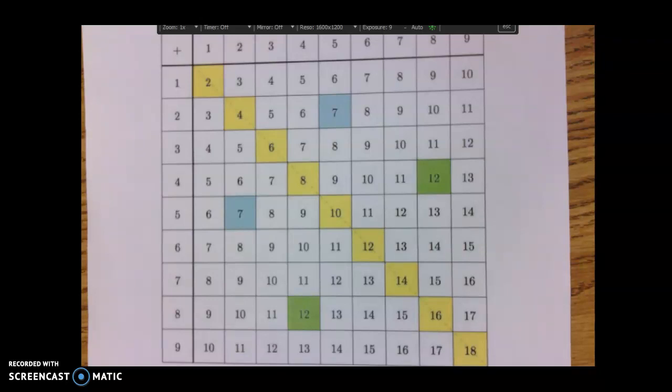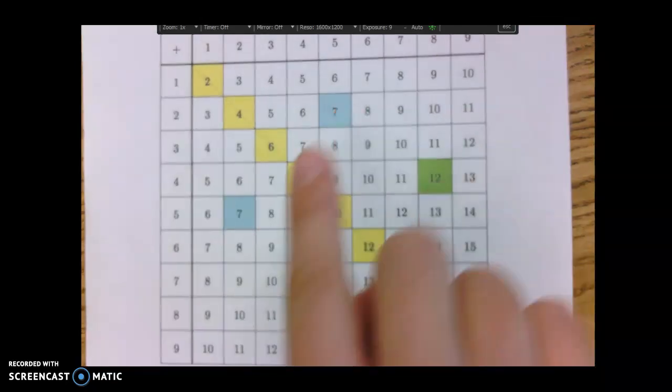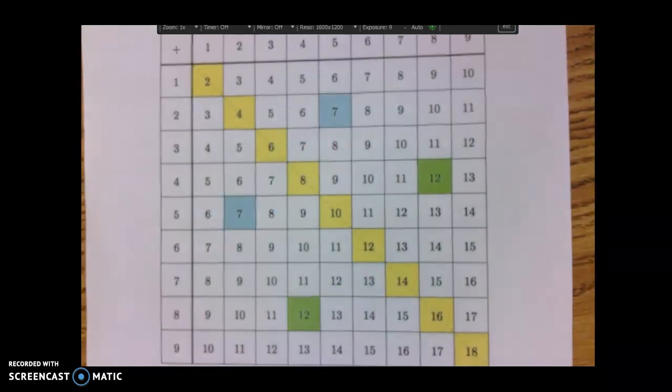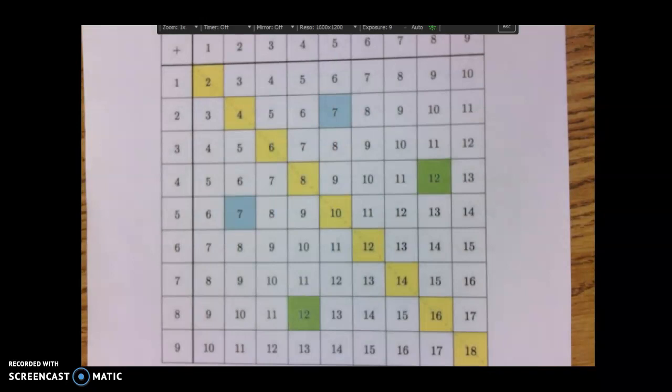Okay, great. I know that you found a lot of wonderful noticings and a lot of patterns, but I want to point out something right here. I have two blue numbers. I have a 7 and a 7. Are these blue numbers mirror images of each other?